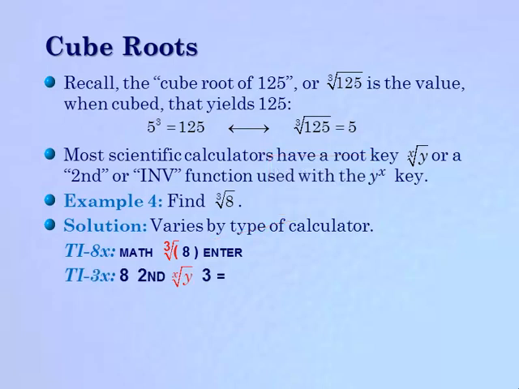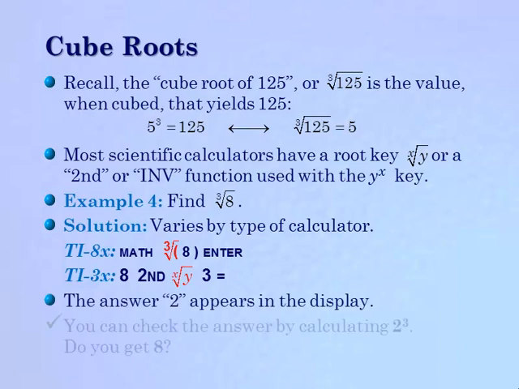On a TI 30 series calculator, you would have to enter the value first, then press the second x root of y function, and then enter 3. And it says that you want the third root, and then press equals, and you'll get your result. And the answer 2 should appear in your display in either case. Now, you can check your answer by calculating 2 to the third power.